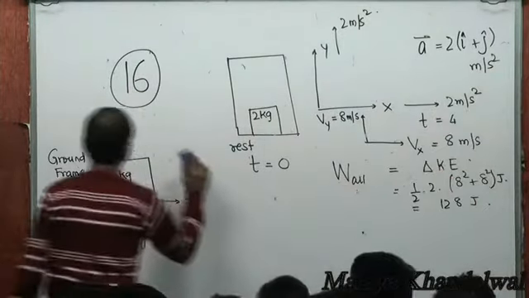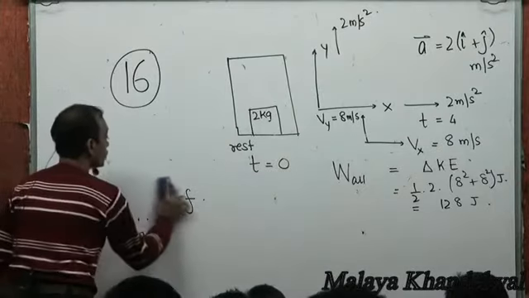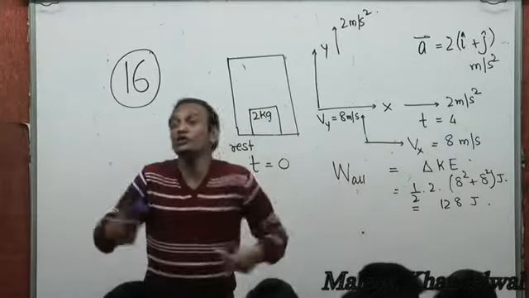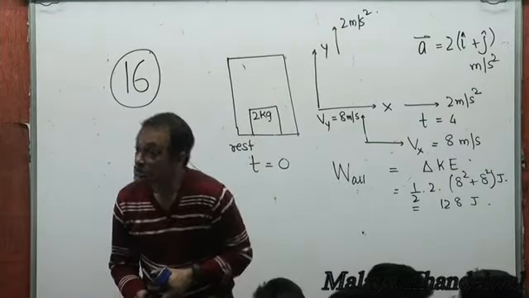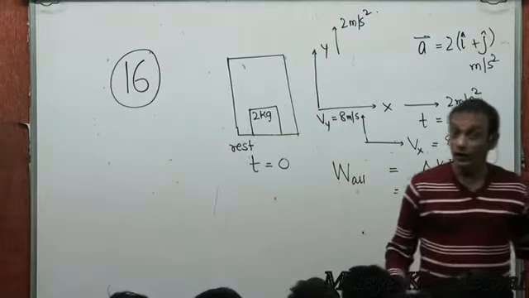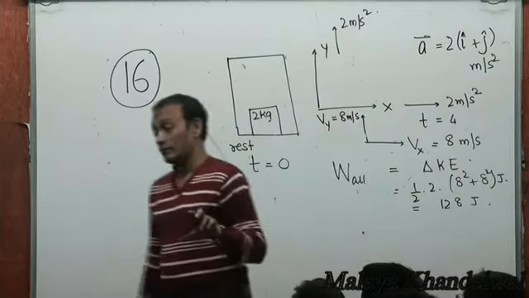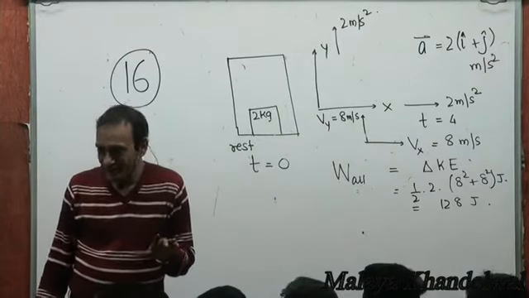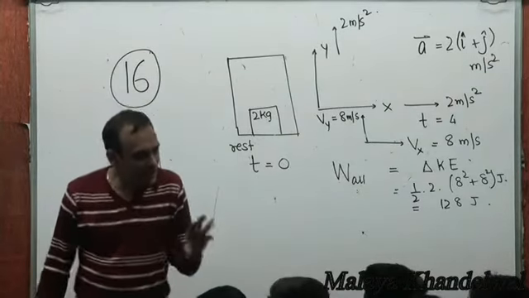Now, work done by friction. Friction is acting to the right. And what's the nature of this friction? Static, because there is no relative motion. And work done by static friction need not be 0.